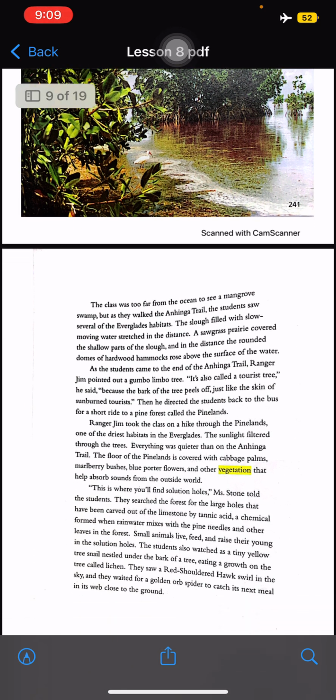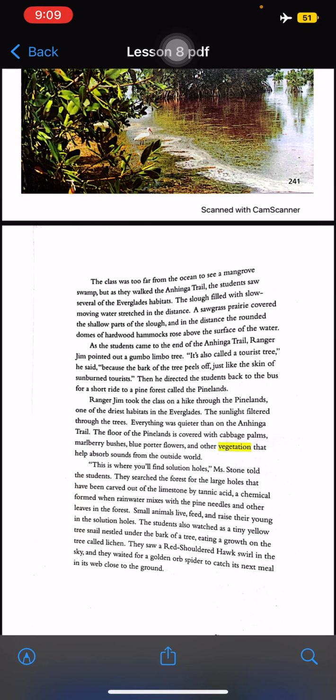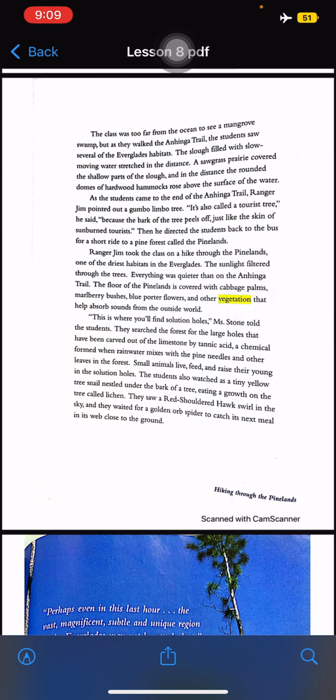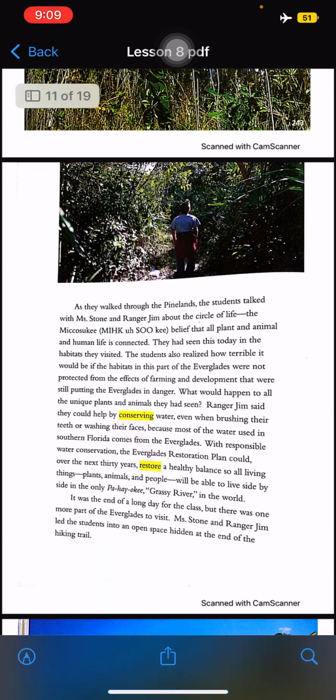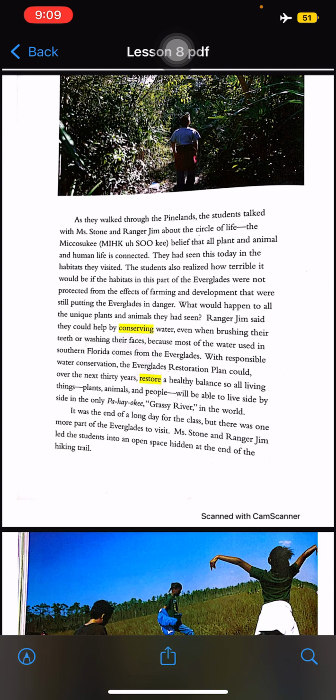After that, in this one, the class was too far from the ocean to see the mangrove swamp, but they walked on the Anhinga Trail. The students saw several of the Everglades habitats. The Everglades is a special and unique place. Habitats means a place for the animals and birds to live. Here in this picture also we spoke about this before.